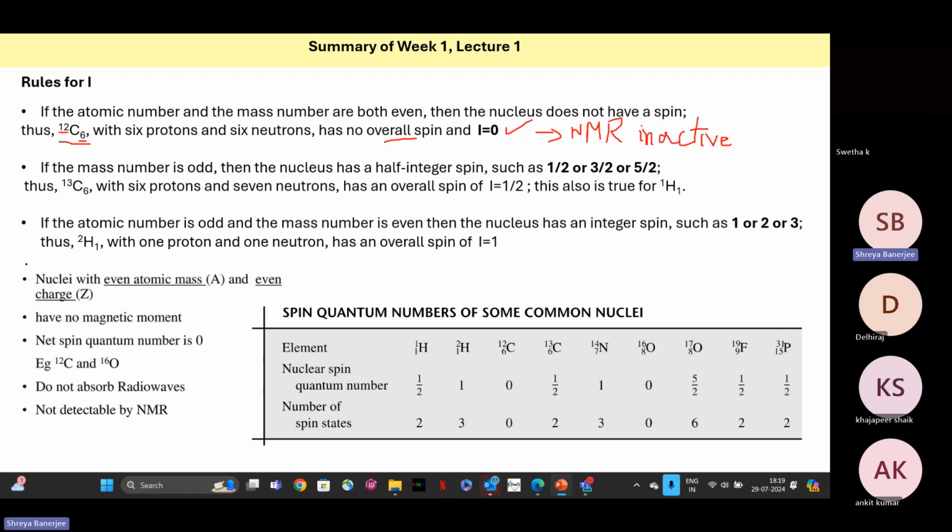Now the second case is where your mass number is odd and your atomic number is even. So something like 13C6. Mass number 13 is odd and atomic number is 6, which is even. So in this case, you will have a half integer spin. That is, it will be a multiple of half. It can be half, it can be 3 by 2, it can be 5 by 2. So basically, it will have an I value of n plus half, where n is an integer. N ranges from 0, 1, and so on.